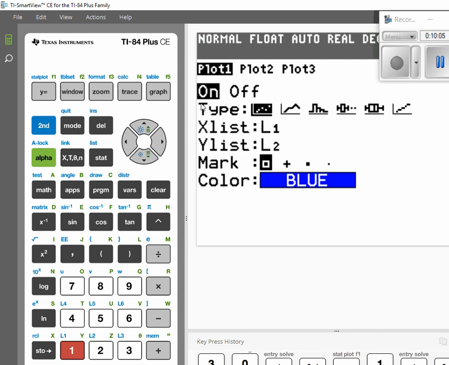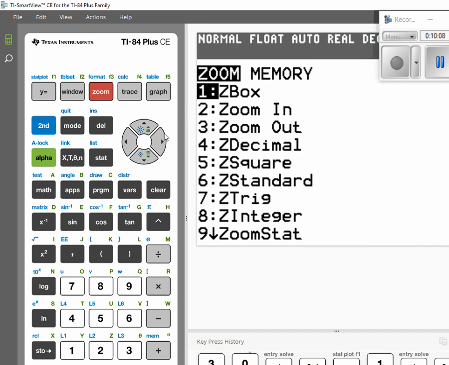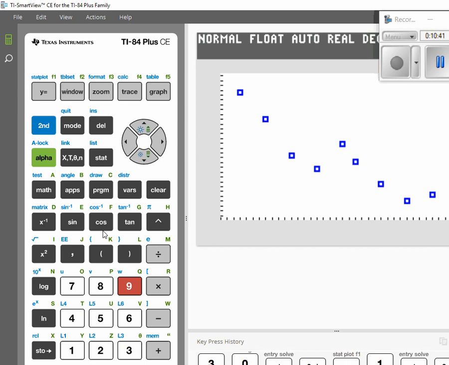Okay. So now we're going to go to zoom. And all these different zooms are available. Right here, zoom's at the top. The standard viewing window that is basically from negative 10 to 10 in the y and the x, that's number 6. But we're not going to take that. We're going to take zoom stat because we're doing statistics. Essentially, anytime you use data, you should be using number 9. So you can type 9, and then there it is. It'll plot it for you. Isn't that beautiful?